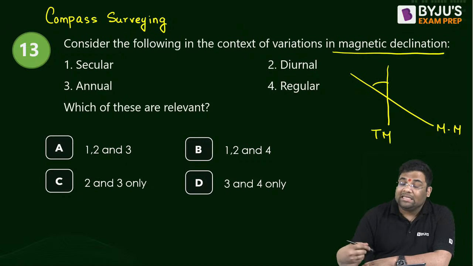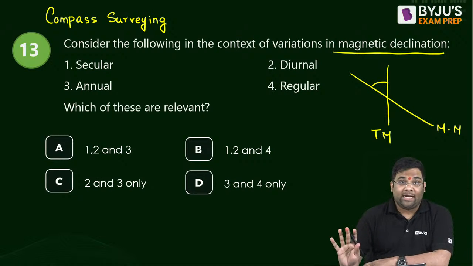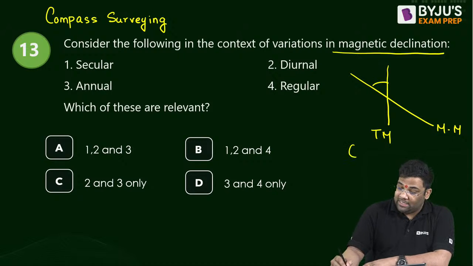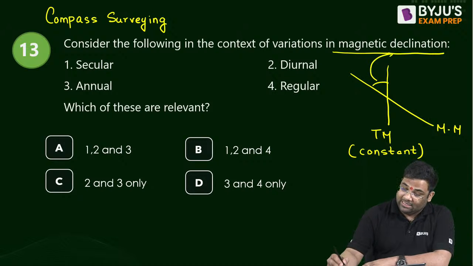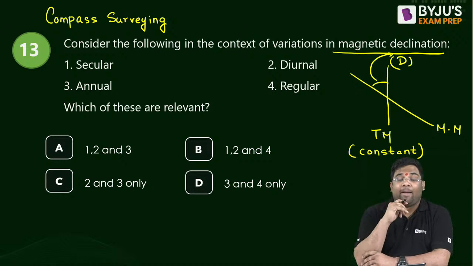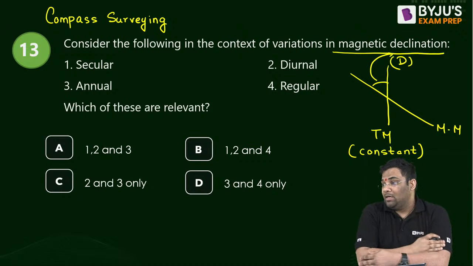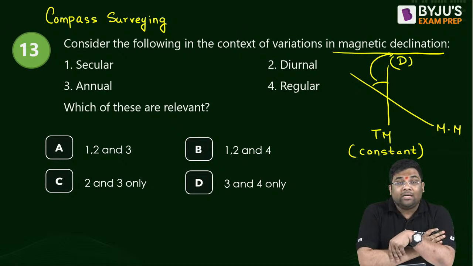Now the declination can change. Why? Because the magnetic meridian can change, right? The true meridian is constant, but the magnetic meridian can change, and therefore this declination D can change. What are the types of changes which happen? They are asking you four types: secular, diurnal, annual and regular. Which is the right answer to this?